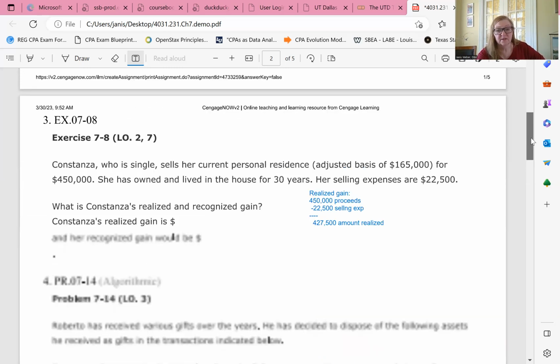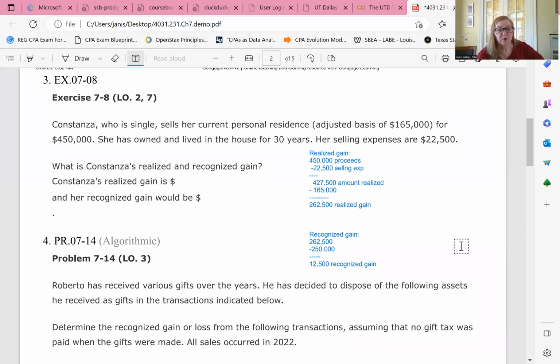Okay, and so then 7.8 is the next one. This one is Constanza, and she's single and sells her current personal residence, with an adjusted basis of $165,000, for $450,000. She has a nice gain. She has owned and lived in the house for 30 years, and her selling expenses are $22,500. So this is talking about that scenario where you can exclude, not even defer, just totally exclude and never pay tax on, gain on a personal residence, up to $500,000 for a married couple and up to $250,000 for other taxpayers.